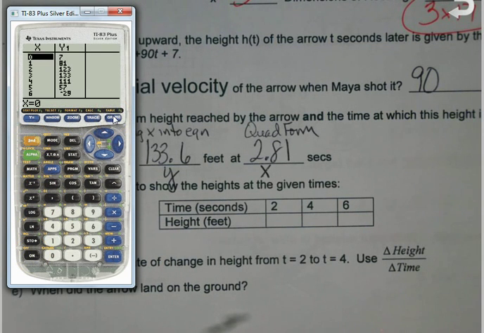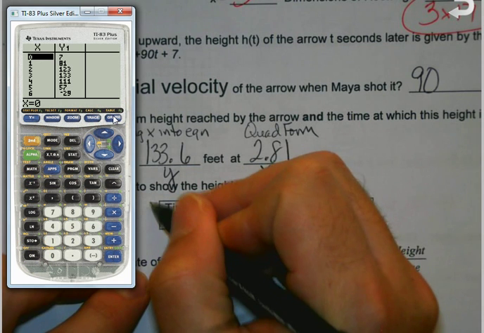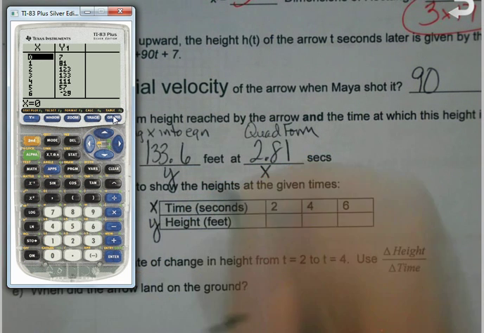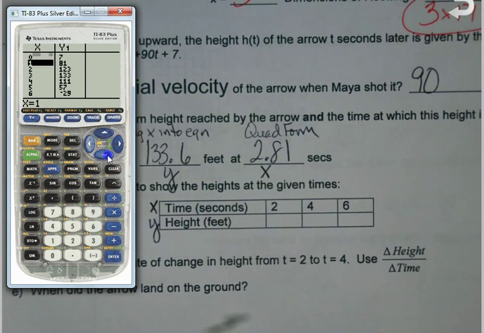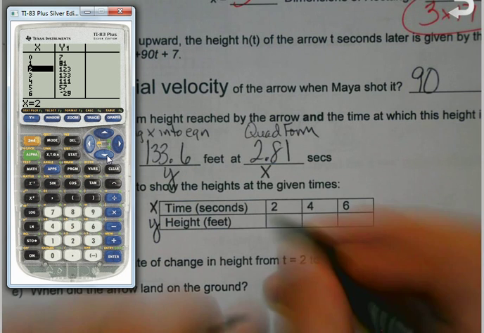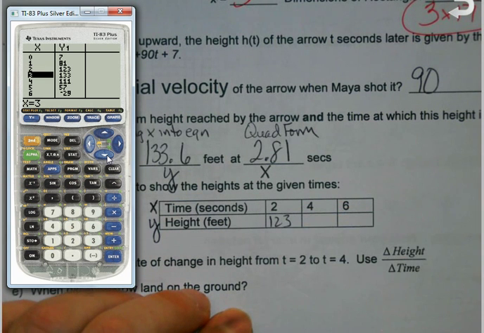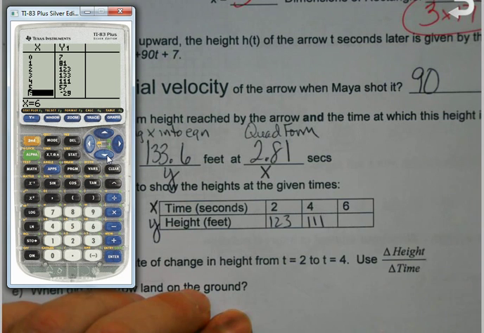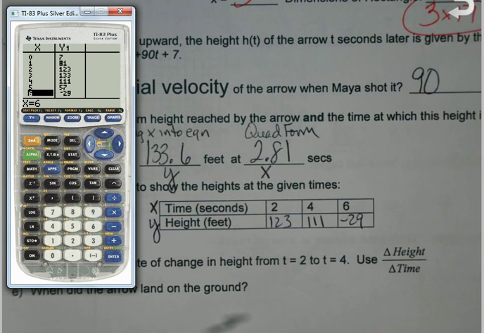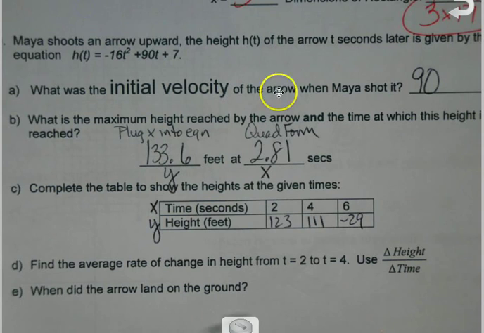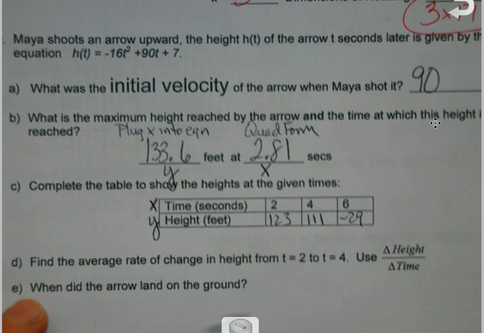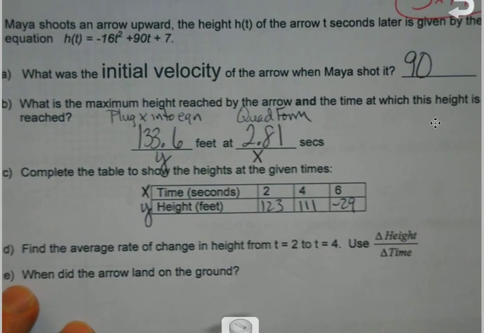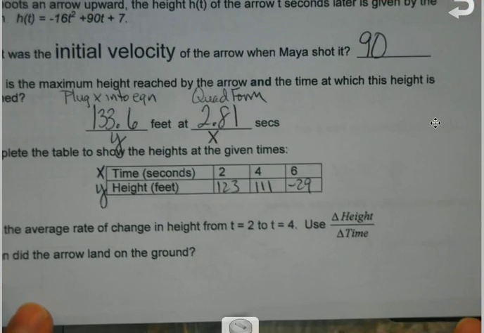Second graph. Again, my time is x. My height is y. So 2, we're at 123. 4 is at 111. 6 is negative 29. It says find the average rate of change in height from 2 to 4. Use change in height over change in time. It's slope, okay?